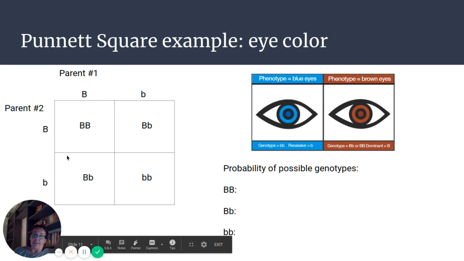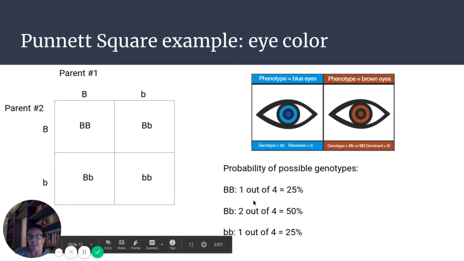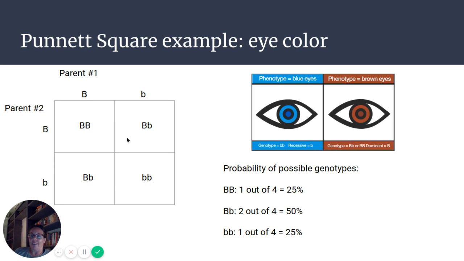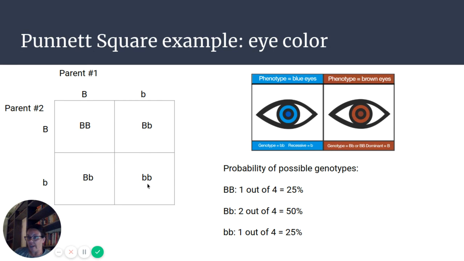So there are 3 possible genotypes represented in these 4 boxes, and we're going to think about that to get our probabilities. So for big B, there's only one box that has that genotype. That means that it's 1 out of 4. So 1 out of 4 boxes has big B. That would be 25%. Big B, little b, there are 2 boxes out of the 4 that have that genotype. So that would be 50%. And then the last box is little b. That's only 1 out of 4.